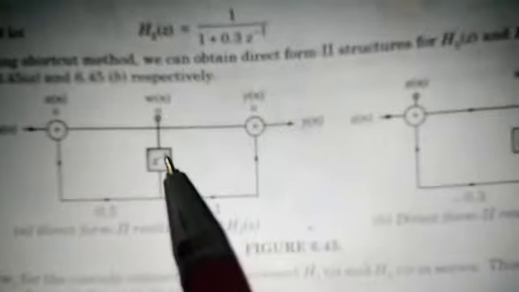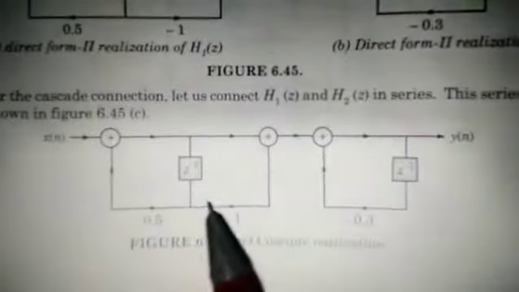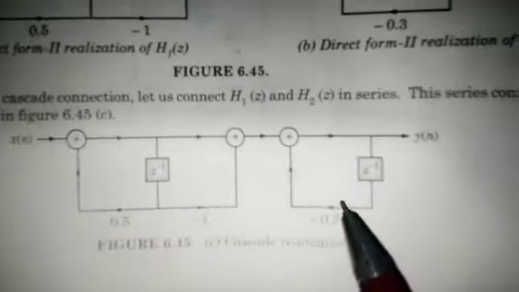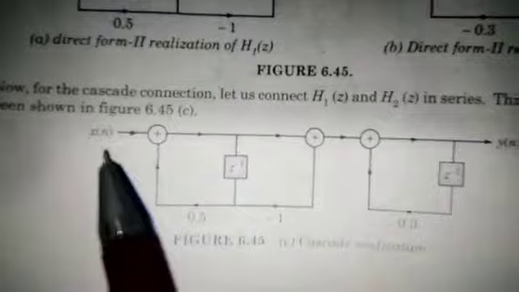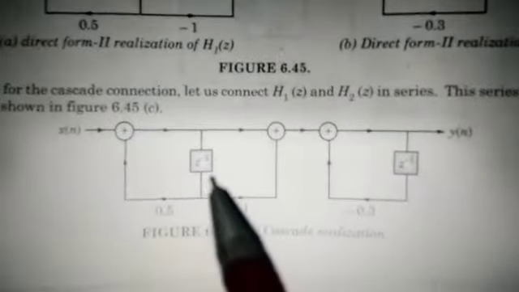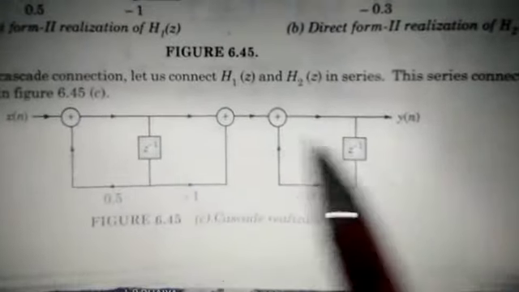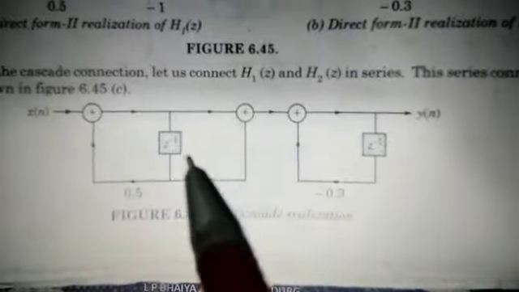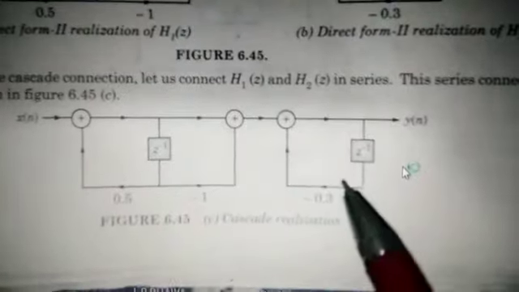Then we have the direct form 2 realization of H1 of z and the direct form 2 realization of H2 of z. Then we will cascade these two diagrams, H1 of z and H2 of z. You can see here, this is H1 of z and this is H2 of z. So this realization is called the cascade realization. Here x of n is the input, this is H1 of z, this is H2 of z, and here is y of n. Or you can say Y of z upon X of z is equal to H of z, and this H of z is equal to H1 of z into H2 of z.